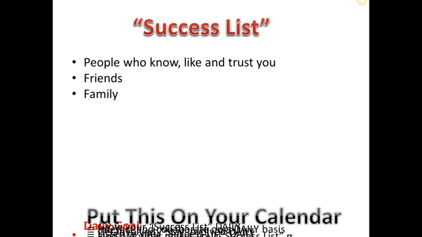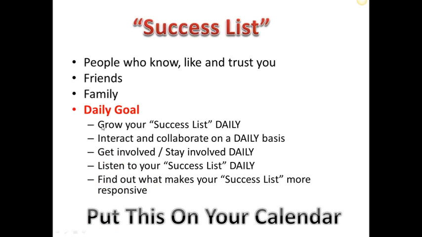Friends, right? Family. Daily goal. Here's my daily goal. Grow your success list daily. It kind of goes back to what Robert Gall told us. If we can add two people a day to our success list, that's 500 people at the end of the year. I know. 500 people times the average person knows 223 on Facebook. I mean, figure that number, right? It's a crazy number.